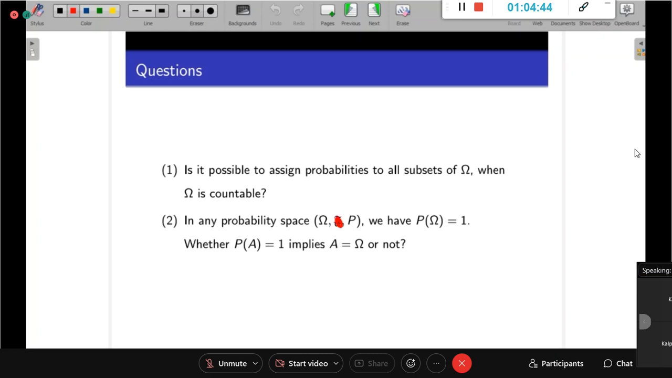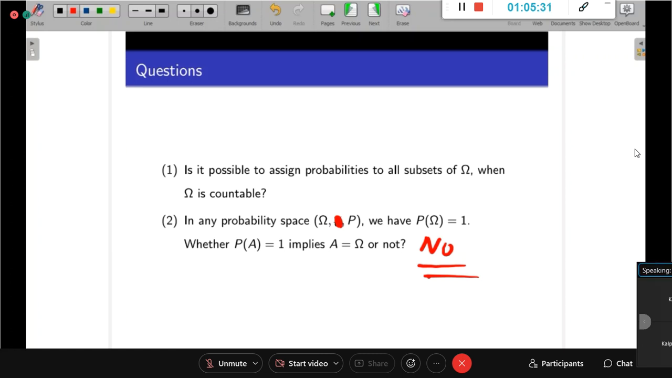Another interesting question. In any probability space, the probability of the whole sample space is 1. Now the question is whether probability of A equal to 1 implies A is the whole sample space or not. I'm only giving you the answer here: the answer is no. Try to think of an example. That is again an interesting question. That will also lead to asking whether probability of A equal to 0 implies A is a null set or not. Another way of looking at it.